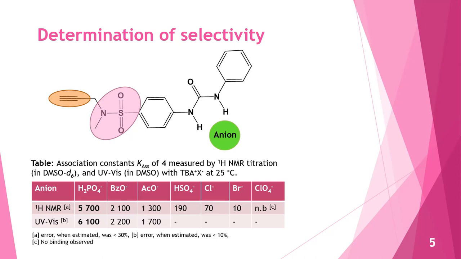So after the successful synthesis, we started to determine the binding efficiency. We used proton NMR and UV based titration experiments with a series of anions in the form of tetrabutylammonium salts, and some of them are summarized here in the table. We can see a considerable selectivity and binding efficiency towards phosphate, which is represented here by monobasic phosphate.